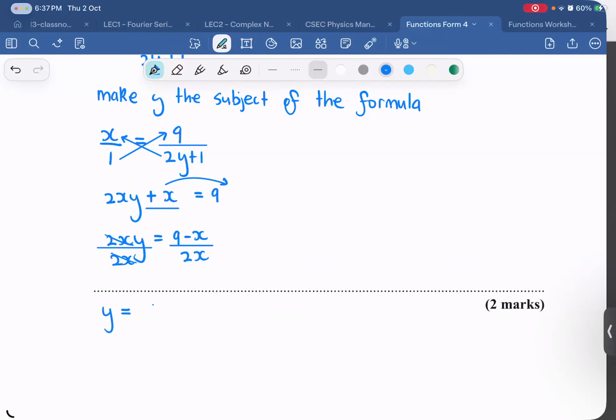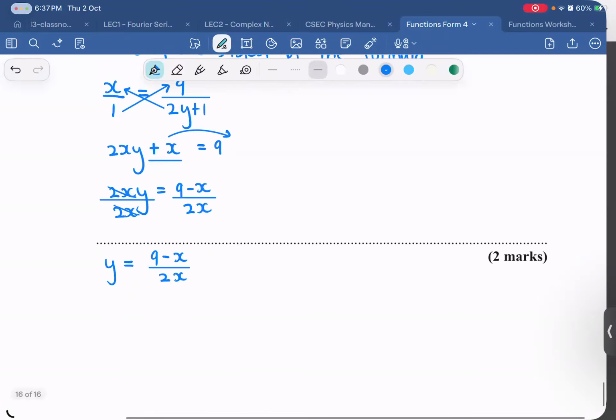The 2x and the 2x cancel off, so the only thing we have here is y. So we add our answer. So y is equal to what? 9 take away x over 2x. Right. And your last step is to replace y with the inverse function notation.